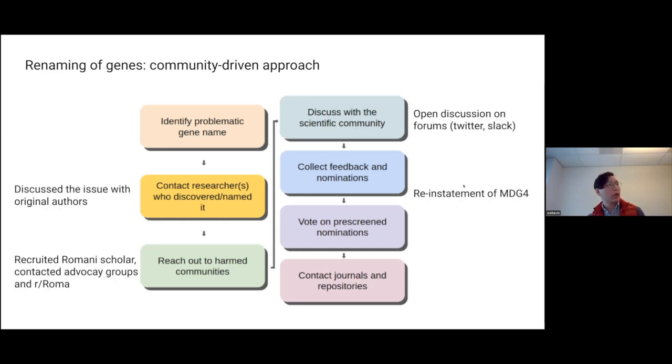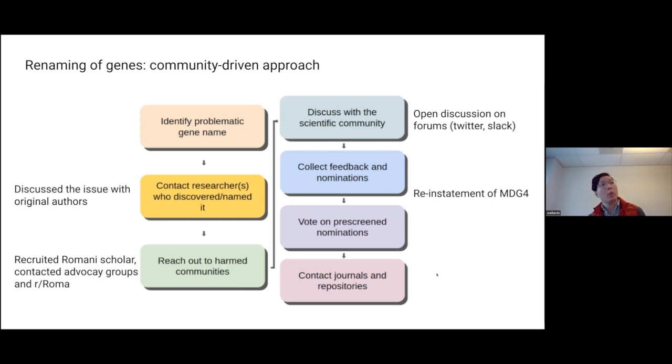In our case, we indeed discussed with the original authors. This is the paper that coined Gypsy. We recruited a Romani scholar in our effort, Dr. Ethel Brooks from Rutgers University, and we contacted Romani advocacy groups. One of the best resources we had was Reddit. There was a board dedicated to Roma individuals, and we went on there to discuss these issues with them. Then we had open discussions on Twitter and on Slack with the transposable element community to discuss this issue and get feedback from them.